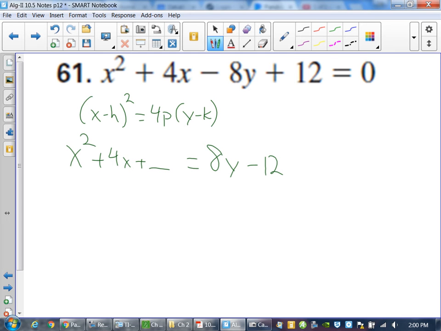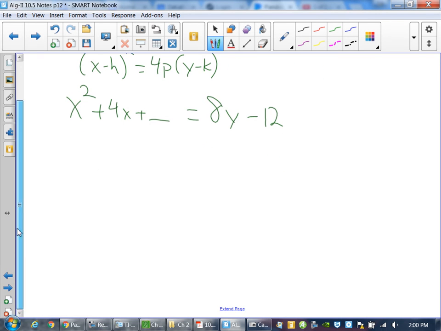Break your parentheses to do your completing the square. Half of positive 4 is positive 2. When I square that, I'm going to add 4 here and here, which gives me 8y minus 8. I am almost to the format that I need, but the right side of the equation is just 8y minus 8. I needed to make it look like 4p times y minus k in parentheses, which means I've got to factor something out of that. Factor out what?